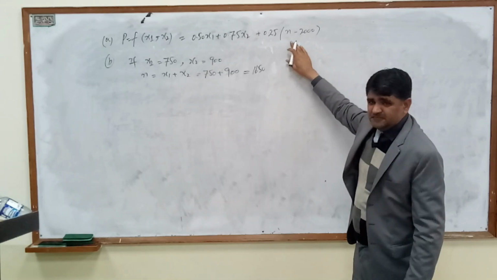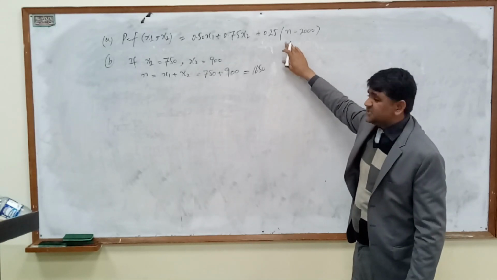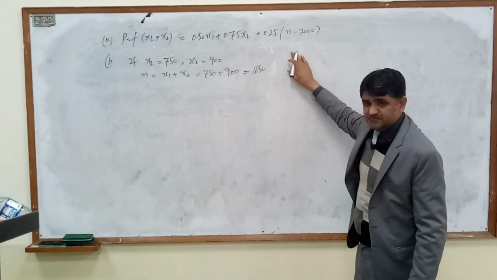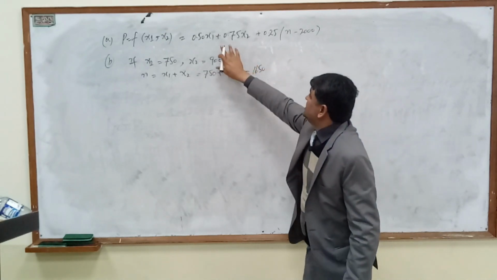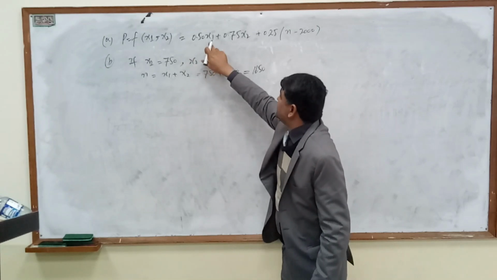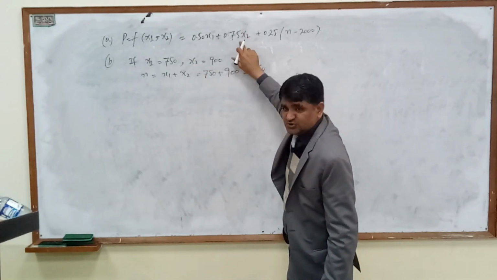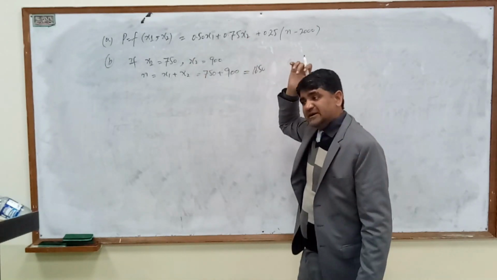Will this condition apply here? Do you think this condition will apply on this question? The total sale is less than 2000. But we can place the value of x1 here and the value of x2 here, then we can determine the profit.